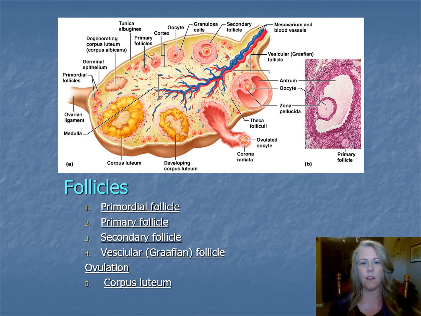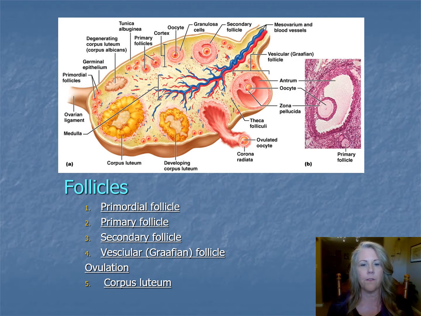Now, stages of development of the follicles inside of the ovary. There is a progression of development, and we're going to talk about each of these. While I talk about them, you can look at that picture and try to find the one I'm talking about. You can see where it is in that progression. So the first one is a primordial follicle.